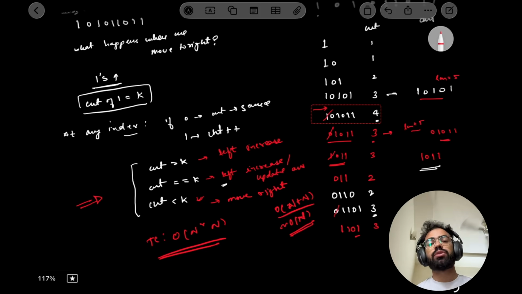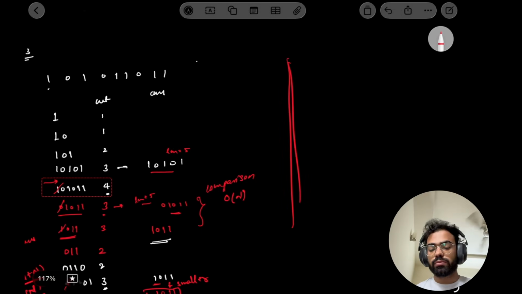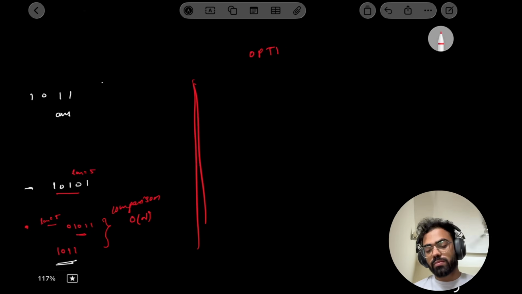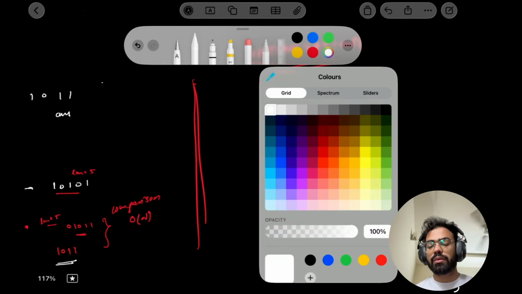If yes, that's a 2 pointer question. Now we will do one optimization on it. You tell me first if you have any optimization. There are two optimizations, but one of them is generic and one of them is very specific to this problem.